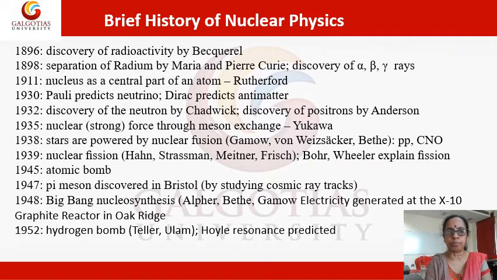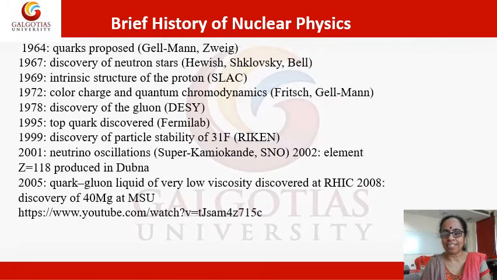1952, the hydrogen bomb. Then 1964, quarks were proposed by Gell-Mann and Zweig. 1967, discovery of neutron stars. Then the intrinsic structure of the proton was discovered in 1969. Then the discovery of the gluon in 1972. Then a quark-gluon liquid of very low viscosity was discovered in 2008.